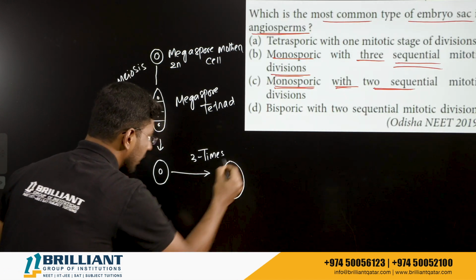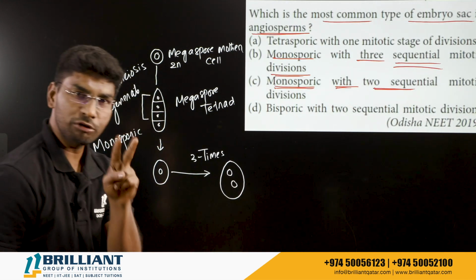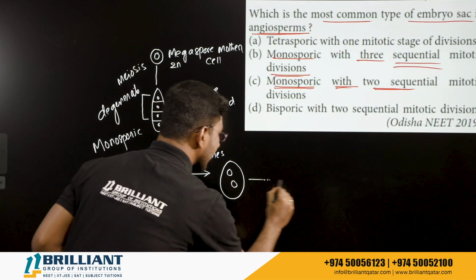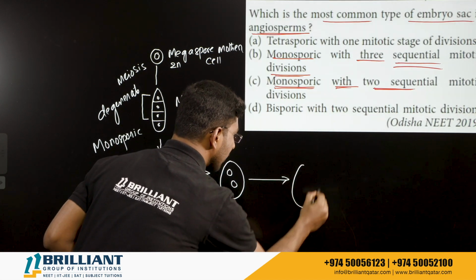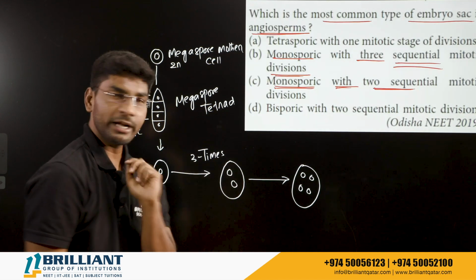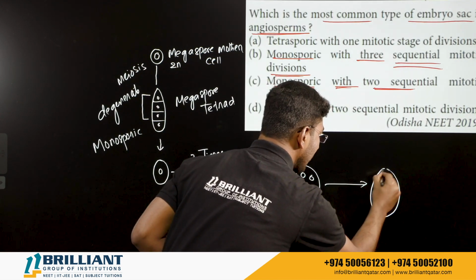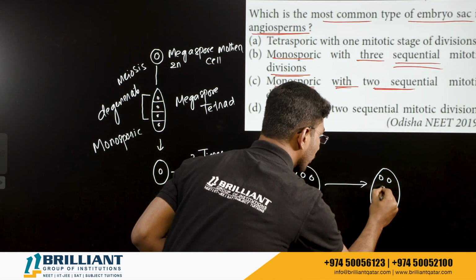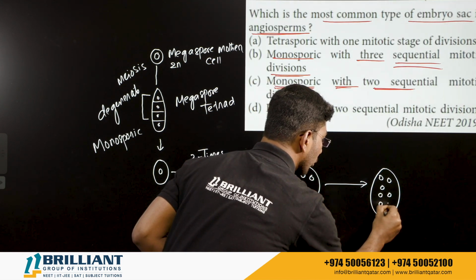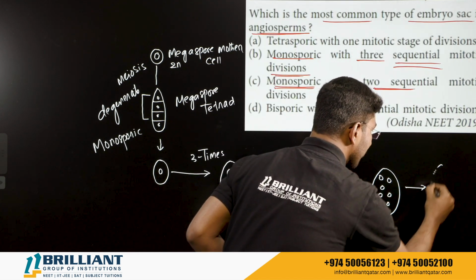What happened? Initially, this nucleus is divided into 2 times. First mitotic division, 2 cells formation. Next, second mitotic division, 4 cell formation. 1, 2, 3, 4 cell. Third mitotic division, 8 cells, 8 nucleus, and finally this nucleus are going to migrate towards the poles and they form complete functional embryo sac.